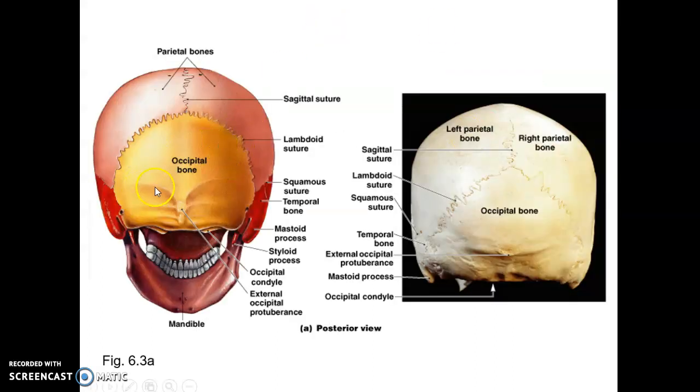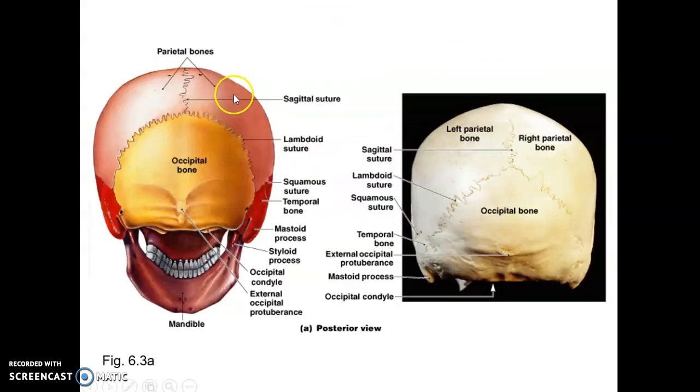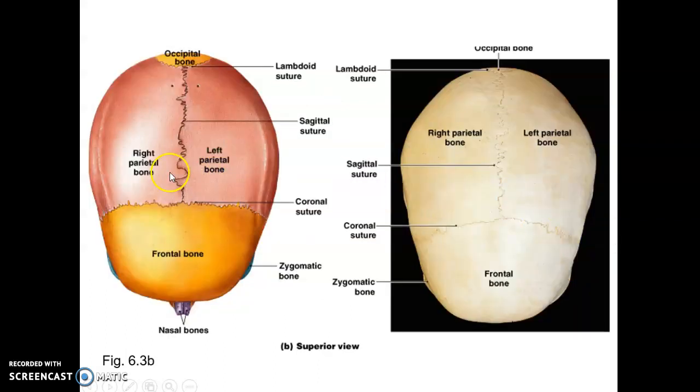Posterior view of the skull, here's the occipital bone, this bone here. There are the 2 parietals, and there's the lambdoid suture here. And since we're looking at the posterior aspect of the skull, we can see the midline area where the sagittal suture is. Sagittal suture, lambdoid suture. Superior view of the skull from above. Here's where the nose is, back of the head. So there's the sagittal suture and the coronal suture. A little bit of the lambdoid sutures visible here.